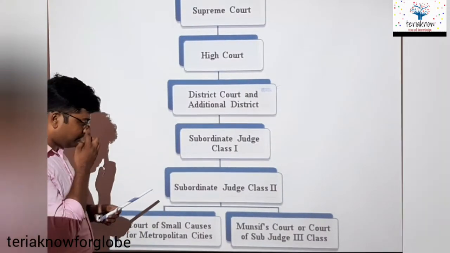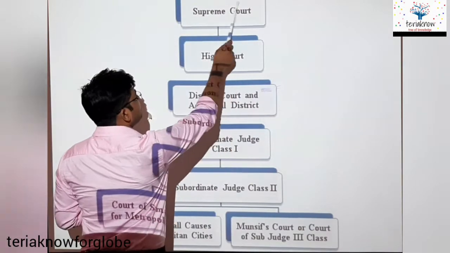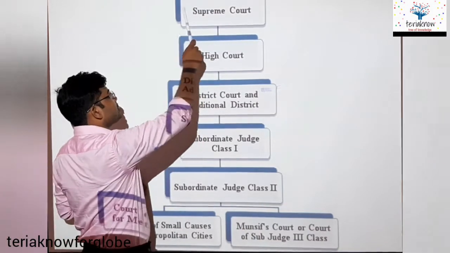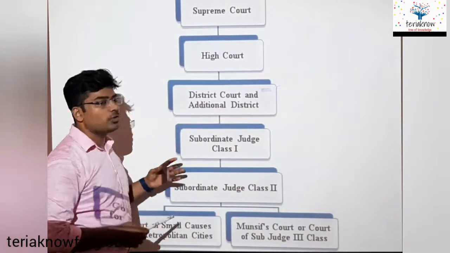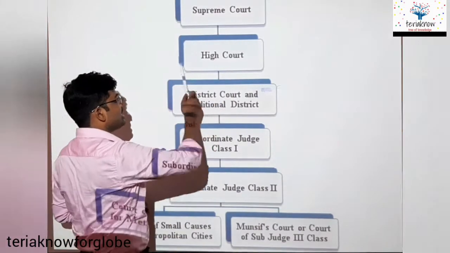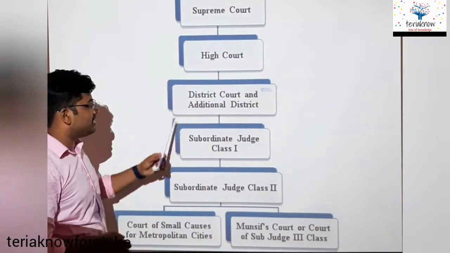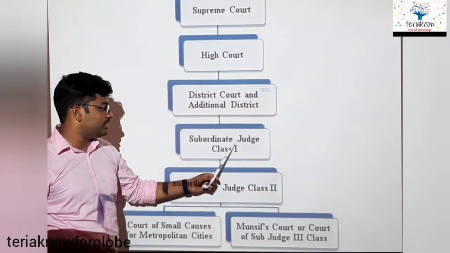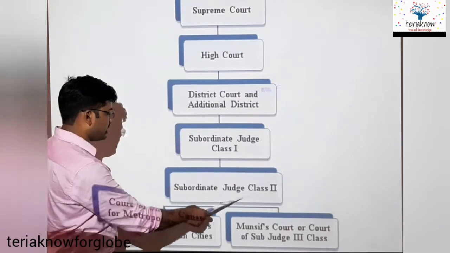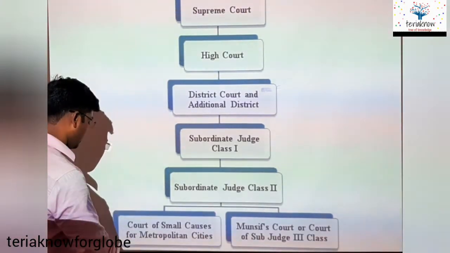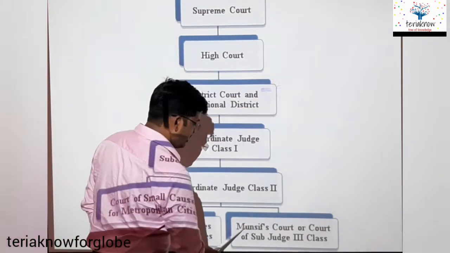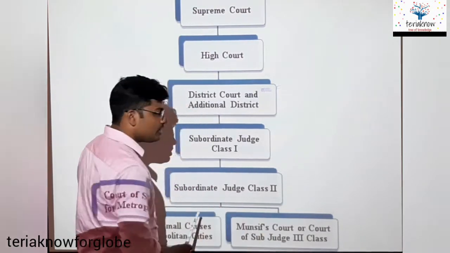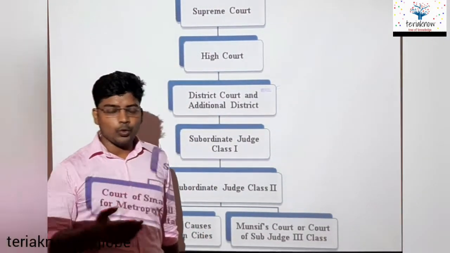Then you can see here, first one is Supreme Court, second one is High Court. As you know, it is the apex court, the highest, most powerful court in India. Then at the state level, there is the High Court, and district courts and additional district courts. Understood? Then subordinate judge class 1, then subordinate judge class 2, then court of small causes for metropolitan cities or municipalities, court of sub judge, that is third class. So this is the structure of courts in India.